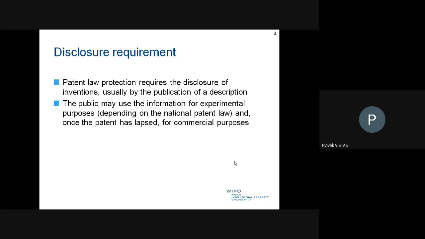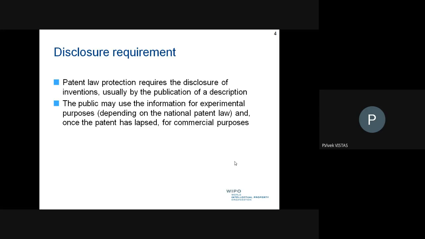Disclosure requirements. So what are the disclosure requirements? Patent law protection requires the disclosure of the invention, usually by publication of a description. So usually we can protect our patents by publishing our concept. Next, the public may use the information for experimental procedures, and once the patent has lapsed, it can be used for commercial purposes.